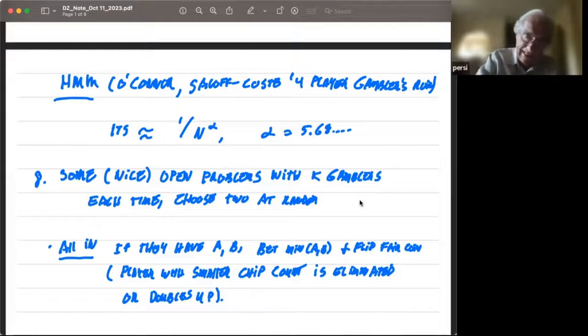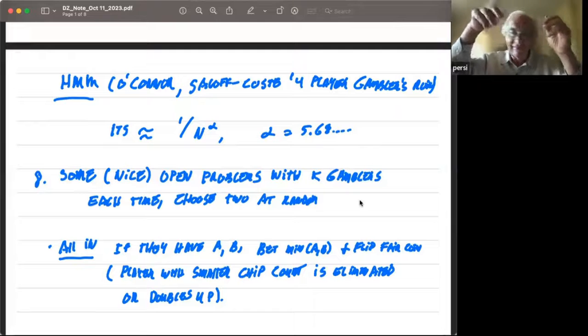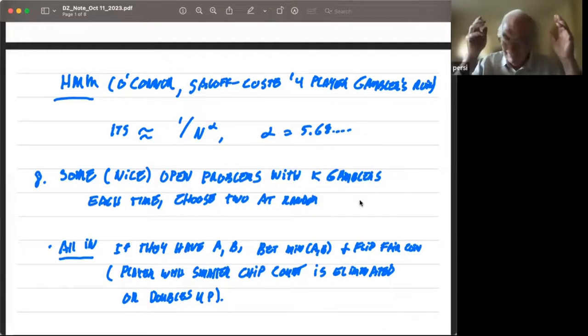So Gambler's Ruin in the ICM, it was called. These are open problems with K gamblers, and I think that they're clean and nice and definitely worth solving. So here's the first. They all start this way. You have K gamblers, and they have A1 up to AK dollars.